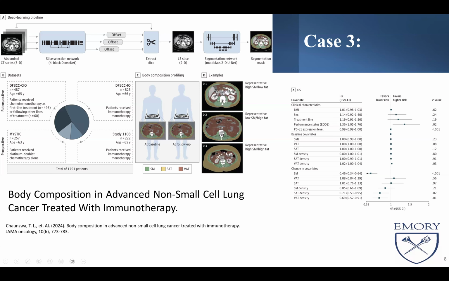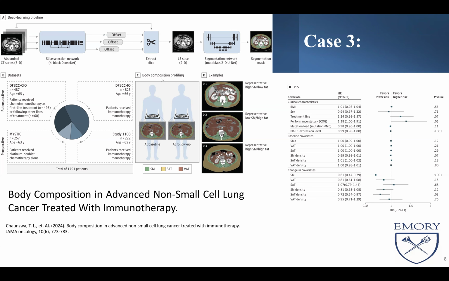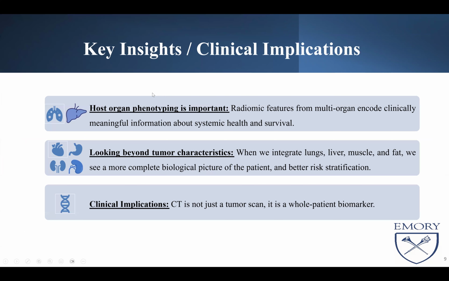And this is why most of the time doctors try to advise you on the type of food you consume. So this is basically what body composition is capturing. So what is generally the take home from all this? The take home is that radiomic features from this multi-organ analysis encode clinically meaningful information about systemic health and survival.